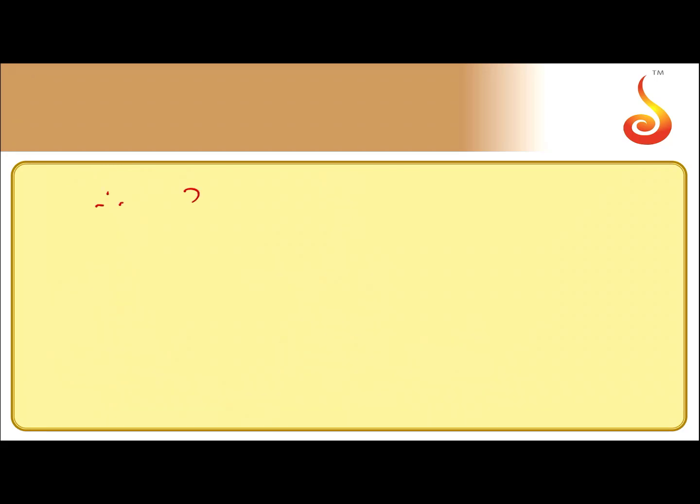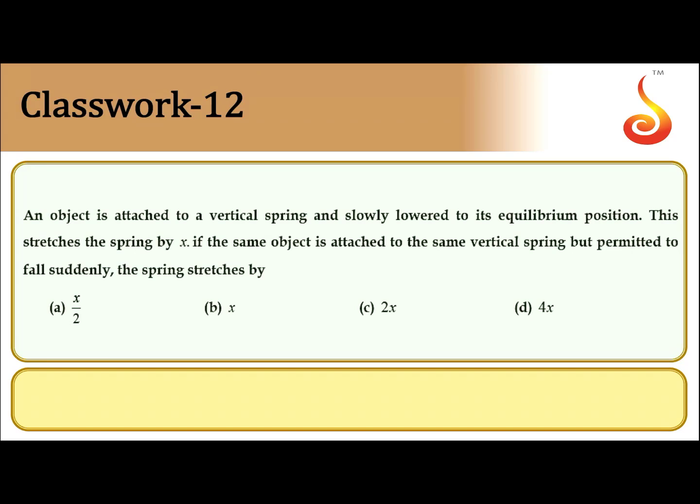Therefore, x dash divided by x is equal to 2 mg divided by k, divided by mg divided by k. So this 2 mg and this mg cancel here. So what do I have? x dash is equal to 2x. So the distance traveled is 2x, or the elongation of the spring is 2x. C is our correct option.